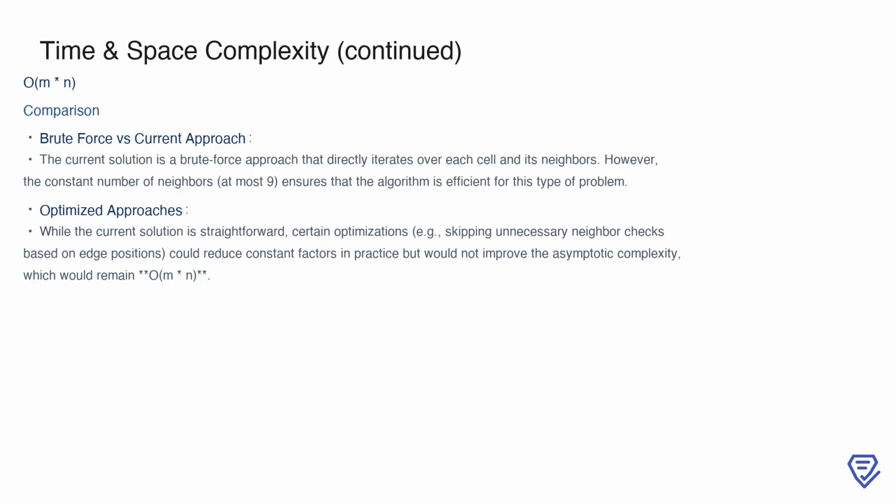Comparing this to a brute force approach, the current solution can be considered a direct, brute force method because it iterates through each cell and its neighbors explicitly. However, since the number of neighbors is limited to a constant maximum of 9, the algorithm remains efficient for this problem. While minor optimizations could reduce constant factors, such as avoiding unnecessary checks for neighbors at the edges, these would not affect the asymptotic complexity, which would still be O(m*n).